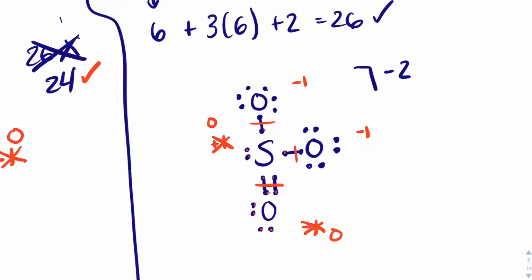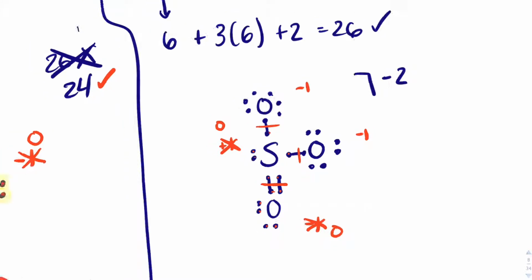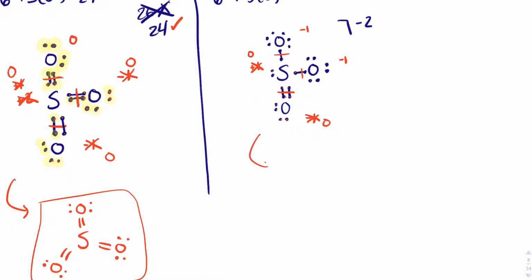We're actually done with this structure now because we no longer have a positive atom adjacent to a negative one. And so our final structure looks something like this. Okay, and that is sulfite.